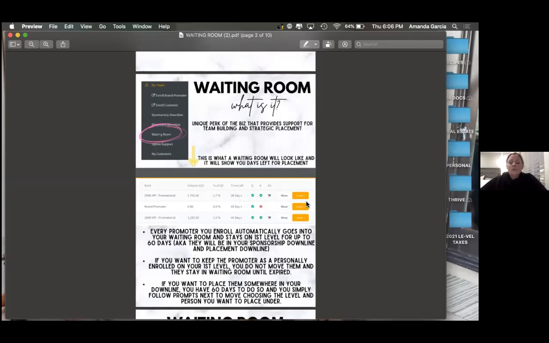So the way it works, say, for example, you enroll someone and it's your best friend, and you want them to be on your top line and you want to ultimately help build them, and they're going to be one of your strong legs going forward. They're going to sit in your waiting room for all 60 days until it expires. You're not going to move them out of your waiting room, because ultimately that means that person is still staying in your first level. So when you first enroll someone, everyone stays in your first level until they're moved.